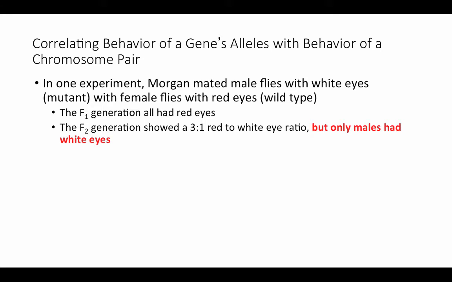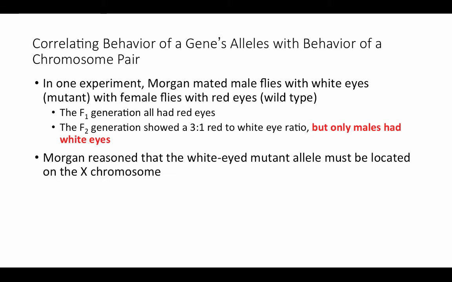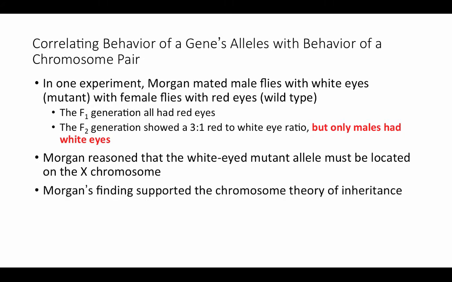This was very unexpected. So Morgan reasoned that the white-eyed mutant allele must be located on the X chromosome to give it that sex-specific expression. Morgan's findings supported the chromosome theory of inheritance because it was known that sex determination occurred due to the combination of these X and Y chromosomes.